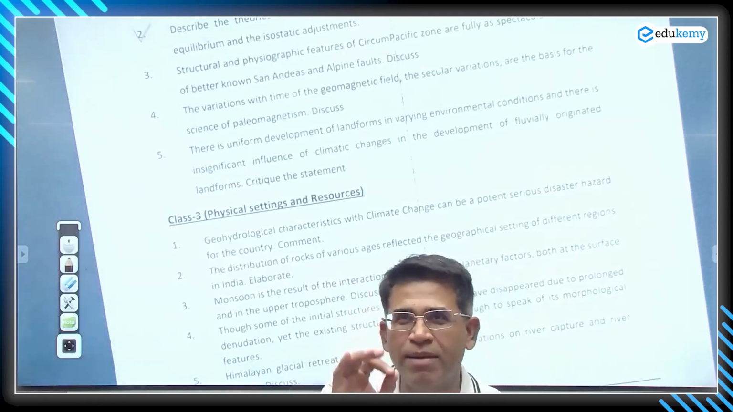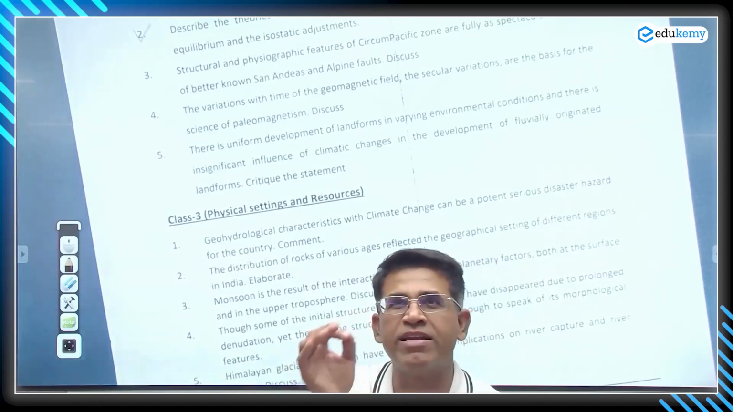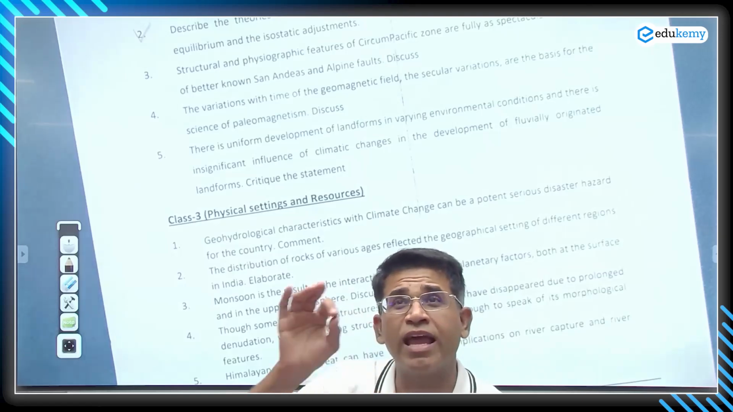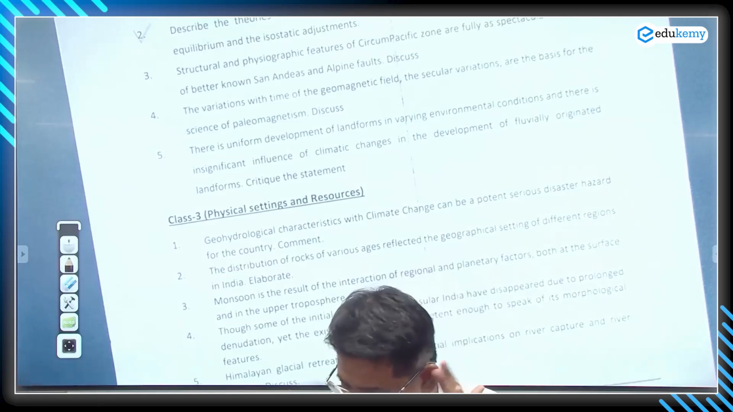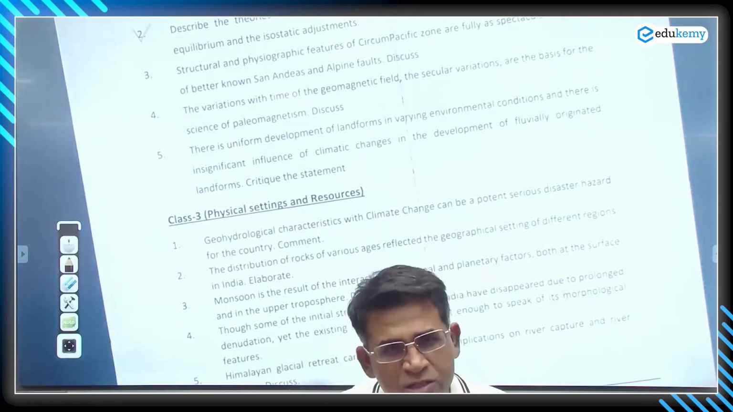Okay, the climate change, climate variations does not have any impact. I hope you all got the point here. Okay, so what do you want? Can you agree with this or disagree with this?